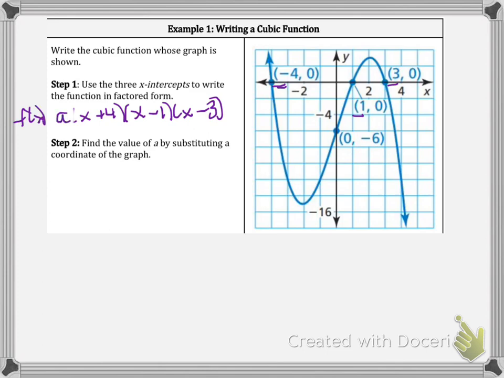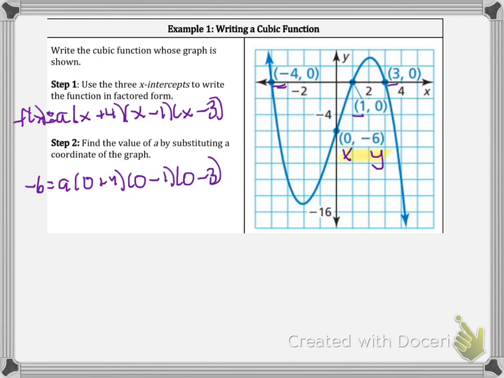Now, I forgot to leave some space in the front, because we want to figure out what that a value is. What is the a in the front? We're going to find the value of a by substituting one of the coordinates of the graph. So we are given a coordinate, (0, -6). This is x, this is y, and we're going to plug it into our function. Remember, f of x is our y value. So this is -6 equals a times (0 plus 4), times (0 minus 1), times (0 minus 3). Our x value is 0, and that's where we're plugging it in.